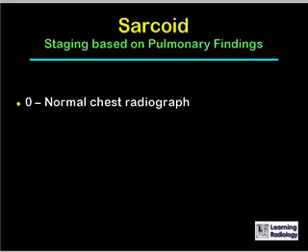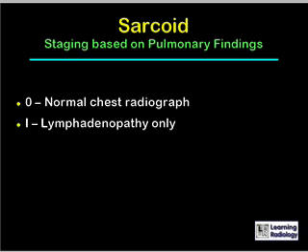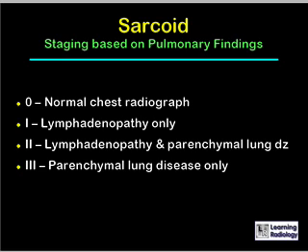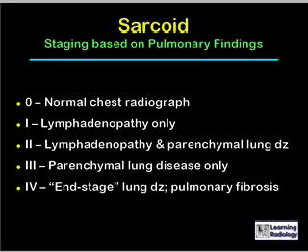Sarcoid is staged based on the pulmonary radiographic findings. Stage 0 is a normal chest radiograph. Stage 1 is lymphadenopathy only. Stage 2 is lymphadenopathy and parenchymal lung disease. Stage 3 is parenchymal lung disease only, the lymphadenopathy regressing. And Stage 4 is so-called end-stage lung disease, which features pulmonary fibrosis.